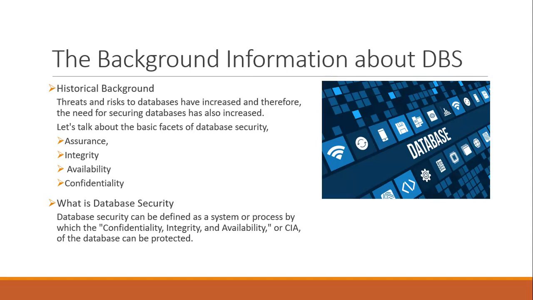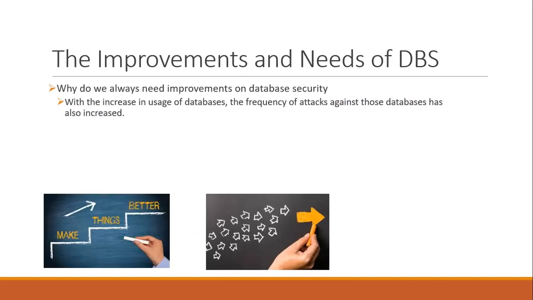So, what is database security? It can be defined as a system or process by which the confidentiality, integrity, and availability, or CIA, of the database can be protected. So why do we need improvement in database security? It is because the use of databases is increasing, and the frequency of attacks against those databases has also increased.